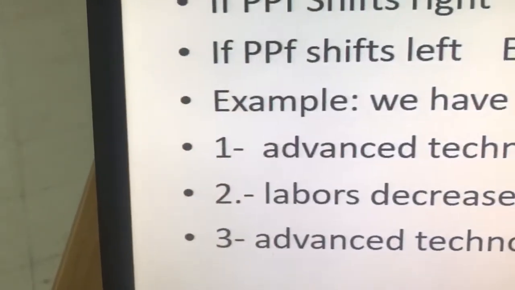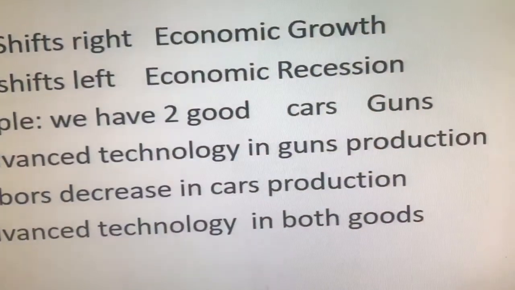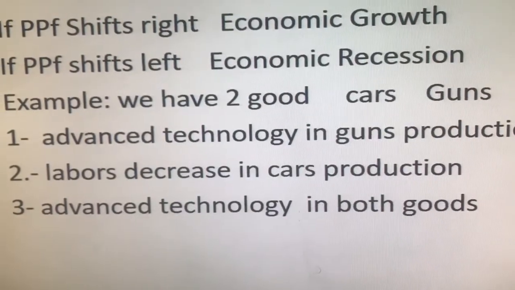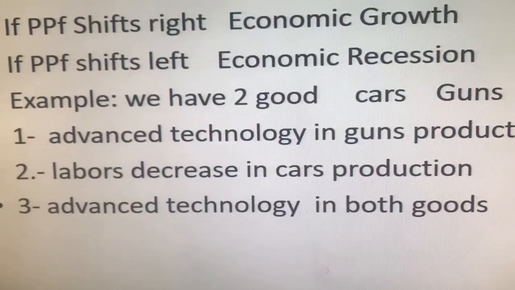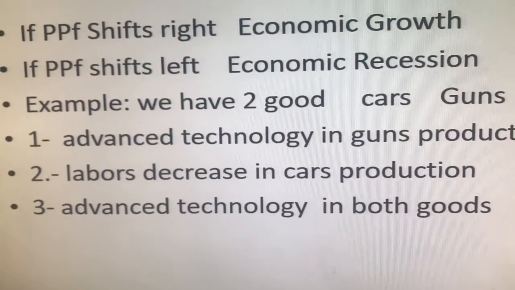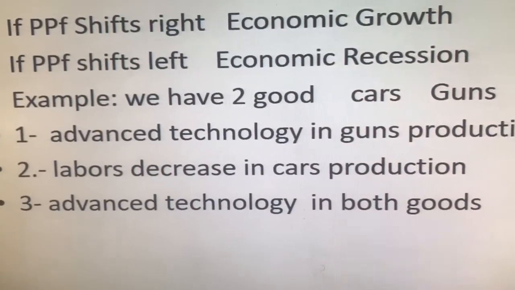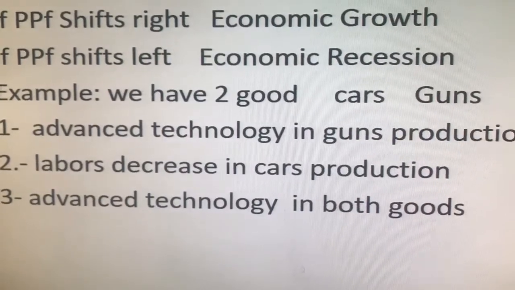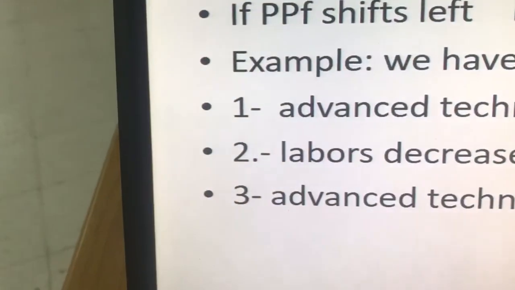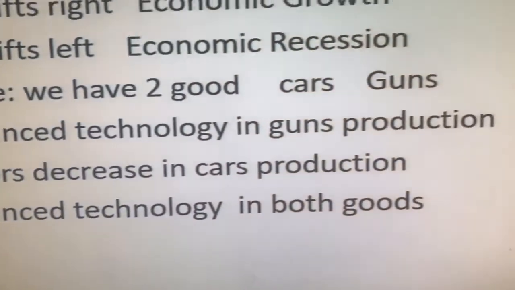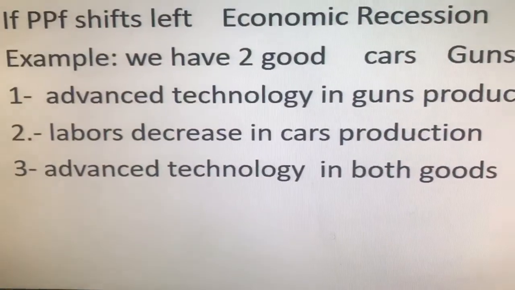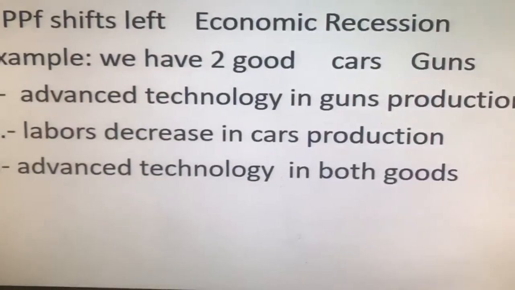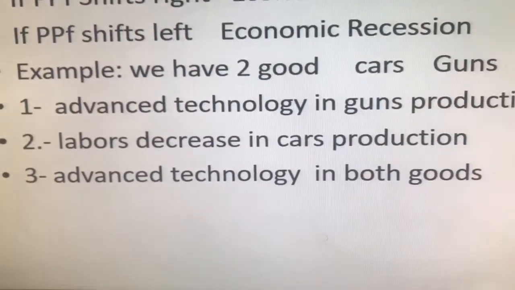What about question number 2? Labor decrease in cars production. What will happen? Cars and guns will increase, cars will decrease, or guns will decrease. What do you think? Labor decrease in cars production means we will produce less cars, but a fixed amount of guns. But question number 3, if we have advanced technology in both goods, what does it mean? It means we will produce more of the two goods, more cars, more guns. So what do we call this? We call it economic growth.